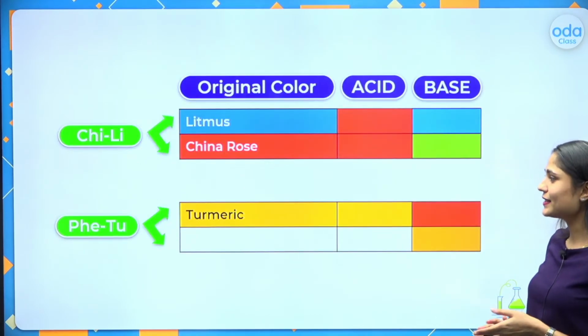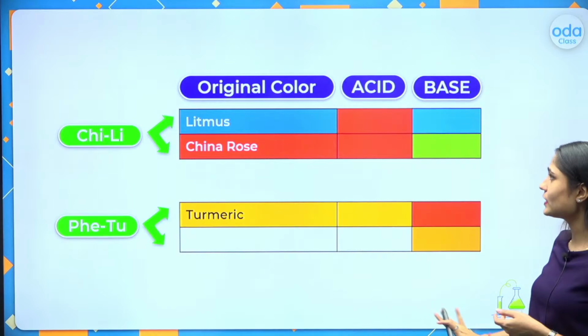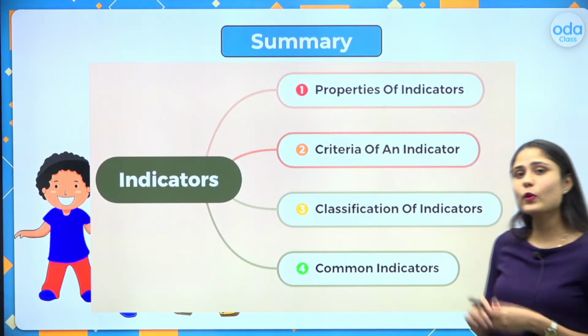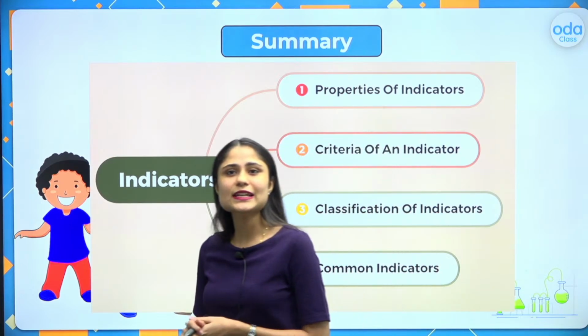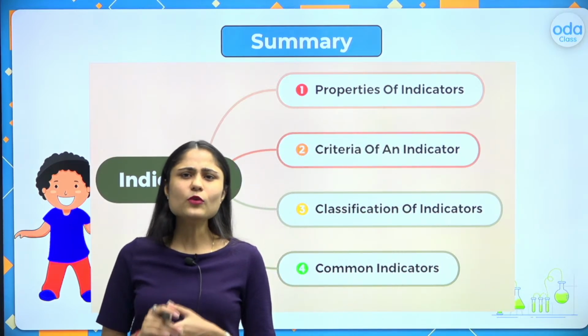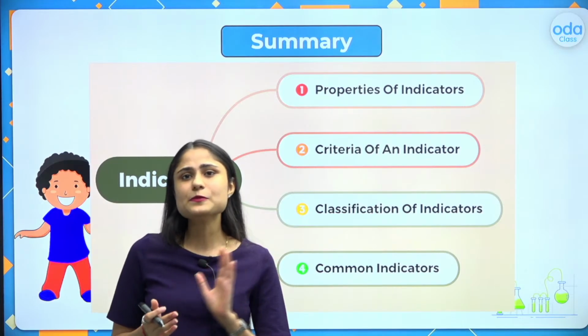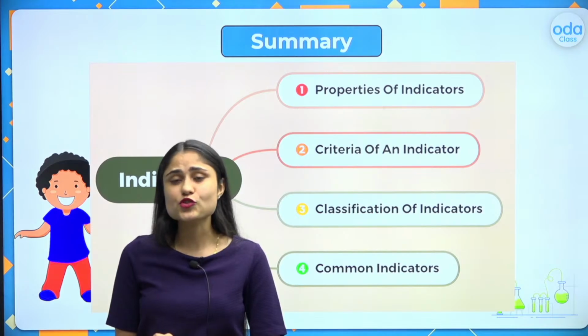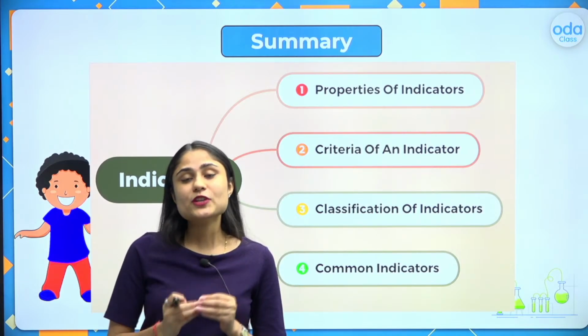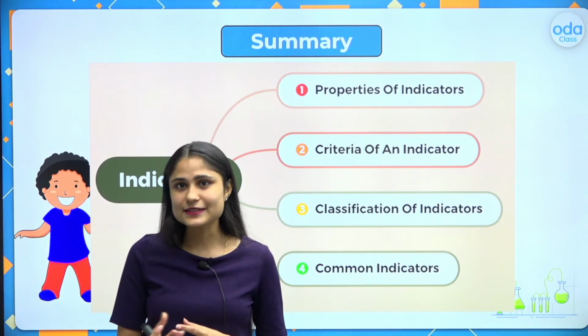So, my dear students, you can once again take a note of this, and here is a quick summary of what we have studied in today's class. We studied about indicators in this class, how we can determine whether any substance is acidic, basic or neutral in nature. For that, we use some special substances that are indicators, right?